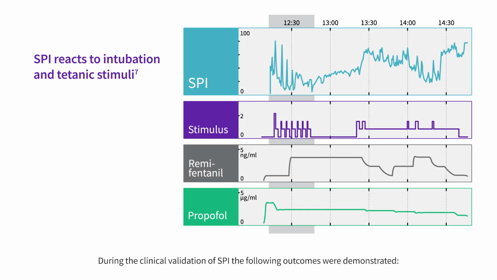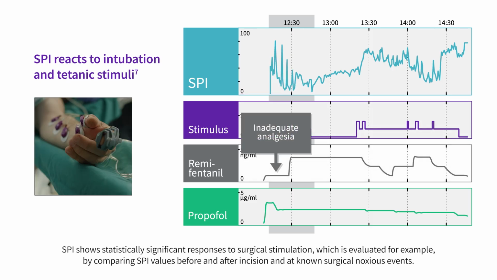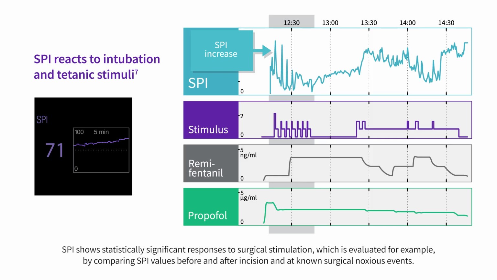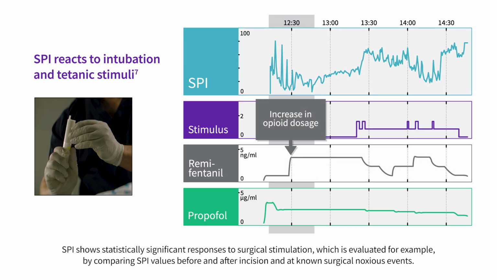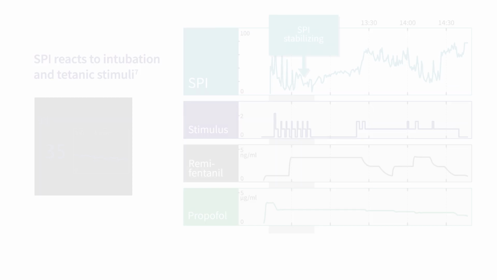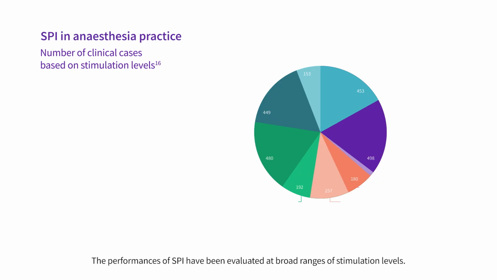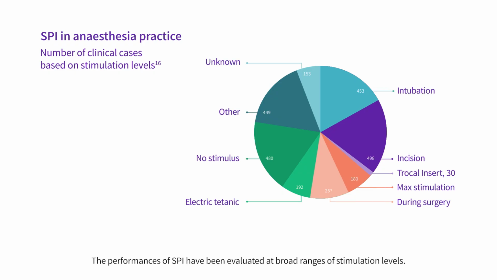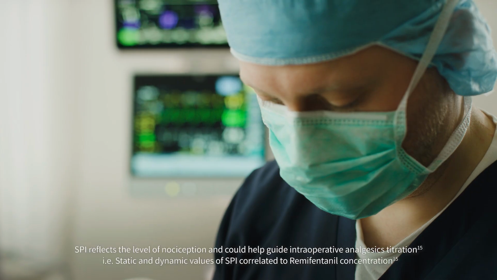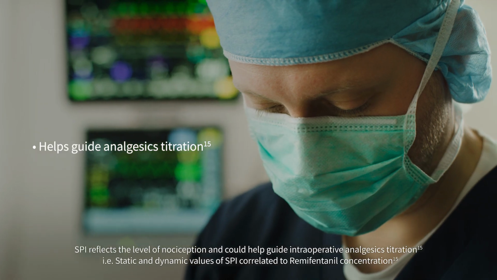During the clinical validation of SPI, the following outcomes were demonstrated. SPI shows statistically significant responses to surgical stimulation, which is evaluated, for example, by comparing SPI values before and after incision and at known surgical noxious events. The performances of SPI have been evaluated at broad ranges of stimulation levels. SPI reflects the level of nociception and could help guide intraoperative analgesics titration.